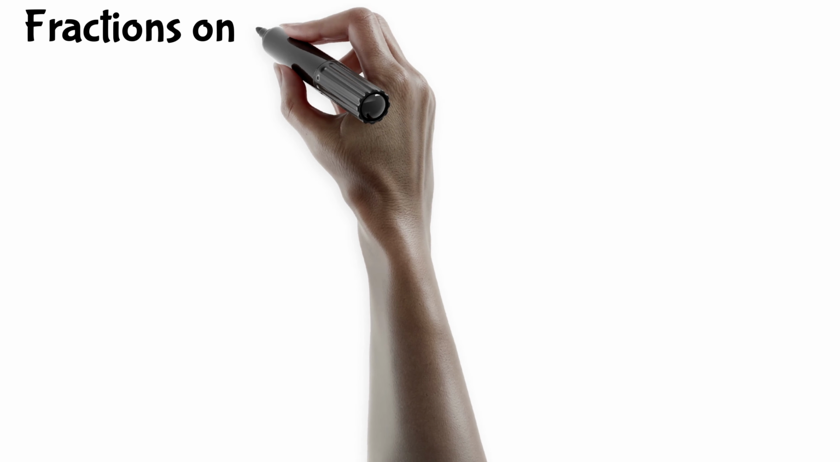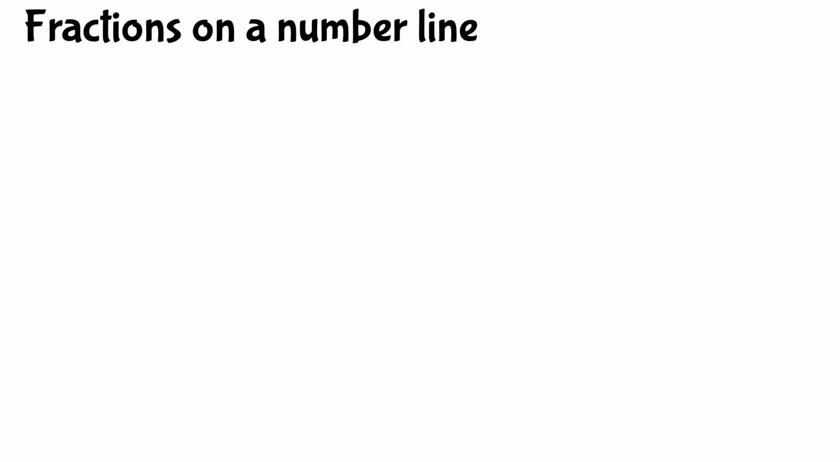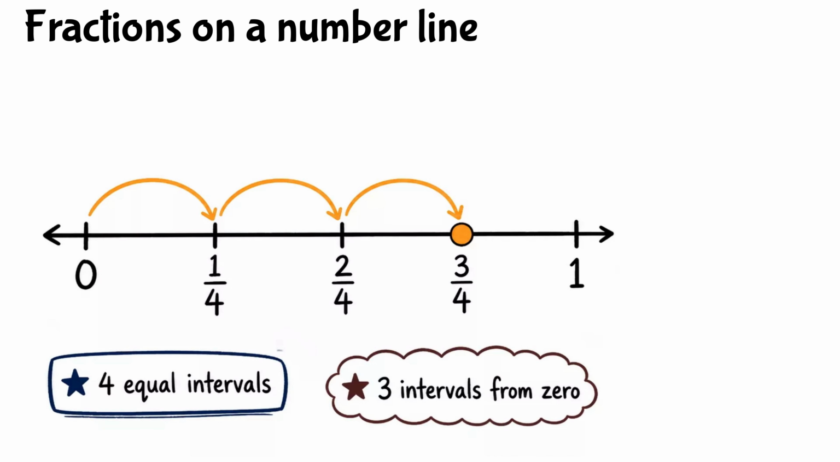Fractions are also numbers, so they have exact positions on a number line. This number line begins at 0 and ends at one whole. To show fourths, we divide the distance from 0 to 1 into 4 equal intervals. Now we count 3 intervals from 0. 1/4, 2/4, 3/4. That means this point represents 3/4.